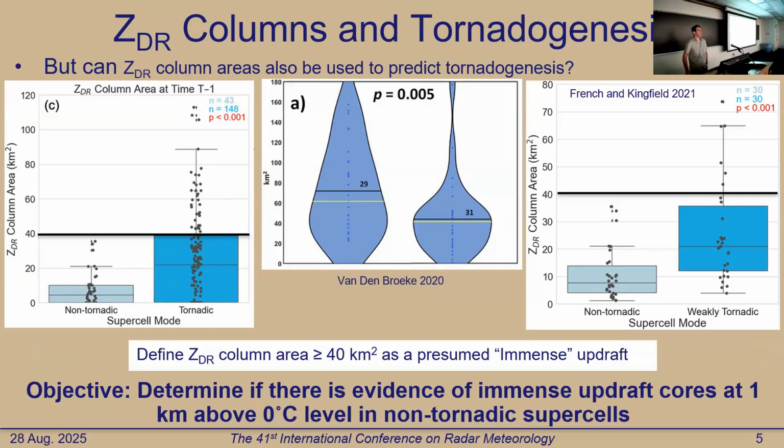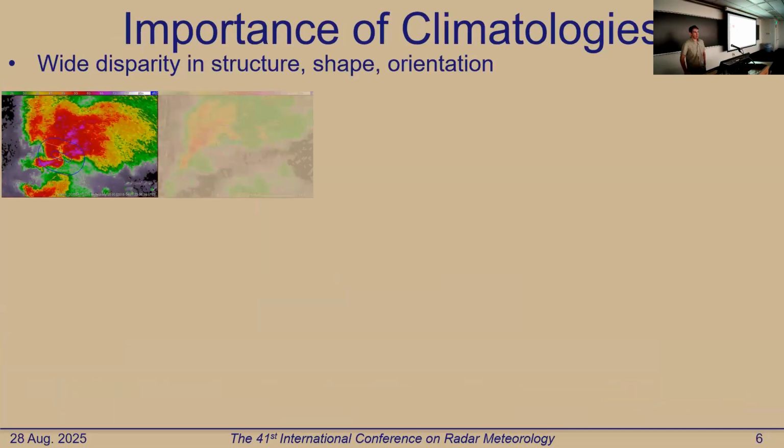So the goal here is very simple. Determine if immense ZDR columns exist at all in non-tornadic supercells. If they didn't, of course, that would be a big deal, because that would mean every time you see one, a forecaster could say a tornado is going to form. All right. So how do I go about doing that?